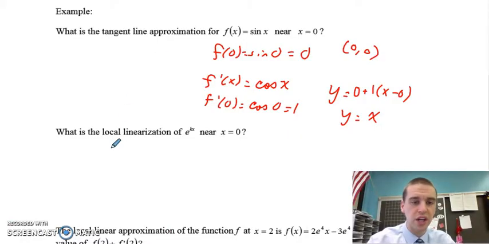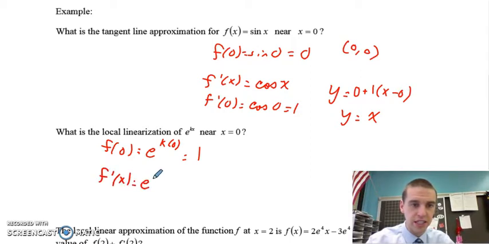So why don't you try to solve this? Actually, let's just do it. F of 0 equals e to the k times 0, and we know that's just 1, because anything to the 0 is just 1. If I find f prime of x, which equals e to the kx times k, and then f prime of 0, I'm just going to get k, because e to the 0 is just 1.